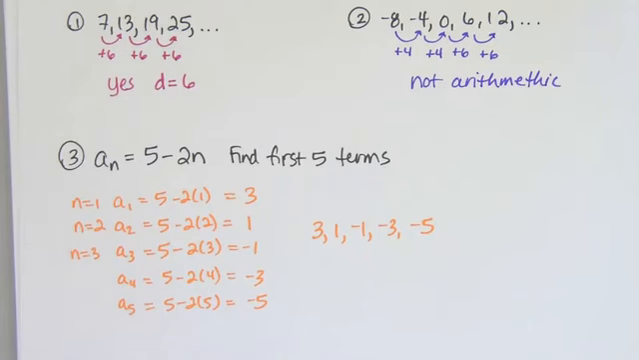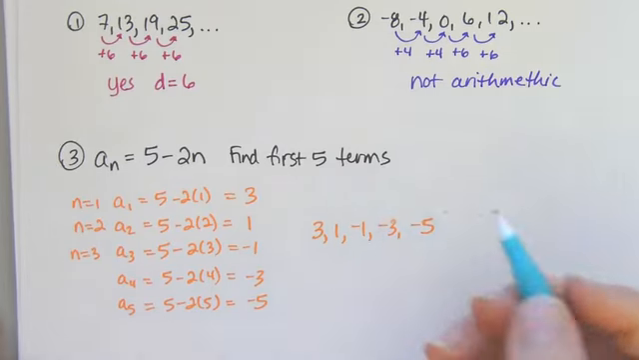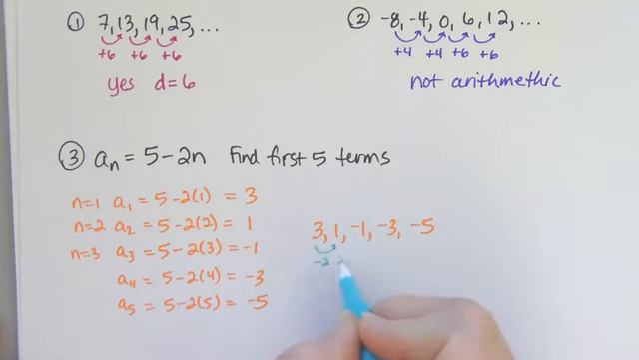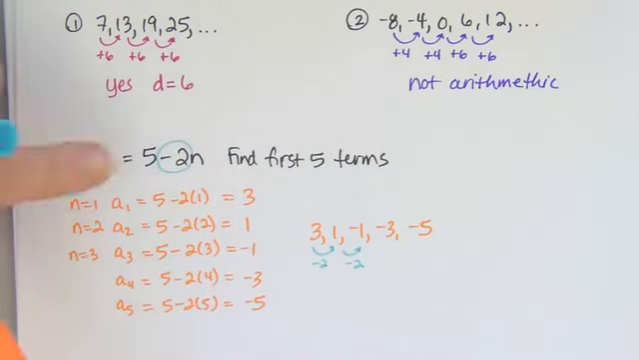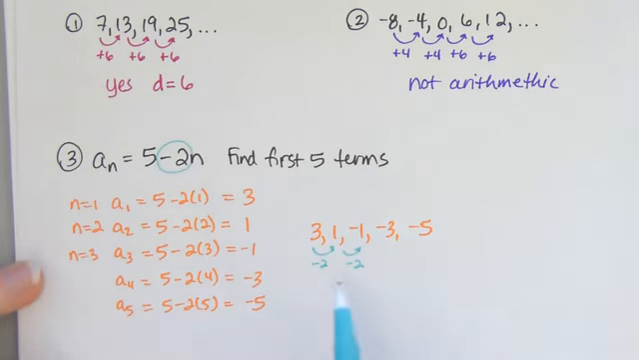Notice that each of these numbers is going down by 2. So my common difference is negative 2. Here is my common difference. So a lot of times if you can get the first, second, third one, you can just figure out what the pattern is and keep going from there. All right, let's try another one.